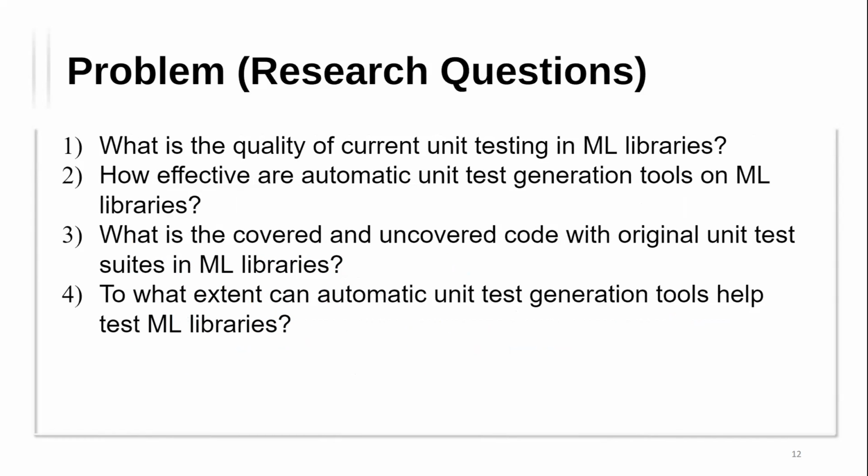So the authors propose 4 research questions. First, asking about the quality of current unit testing in machine learning libraries: how well the owners' original test suites perform based on the 2 metrics we mentioned earlier, code coverage and mutation score. Then, how effective the automatic unit test generation tools are on the libraries, what the covered and uncovered code is for the original test suites, and to what extent the automated tools can help us with testing the machine learning libraries.